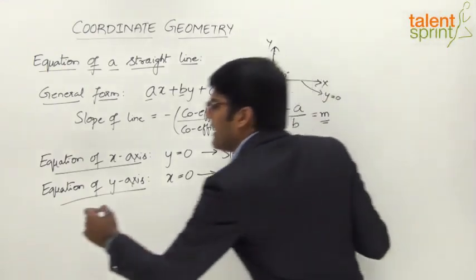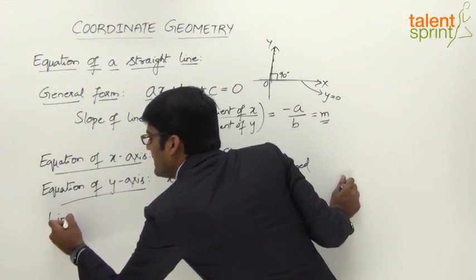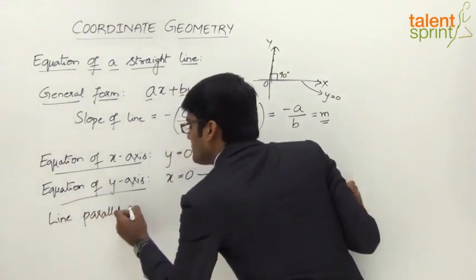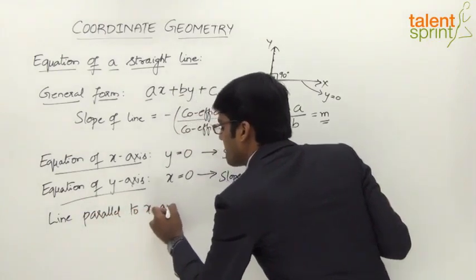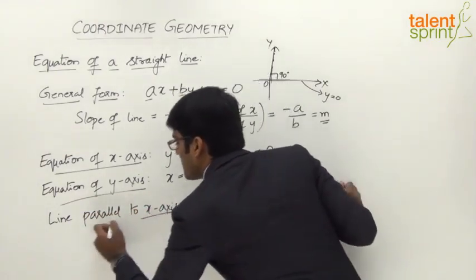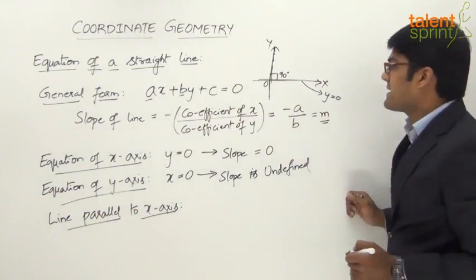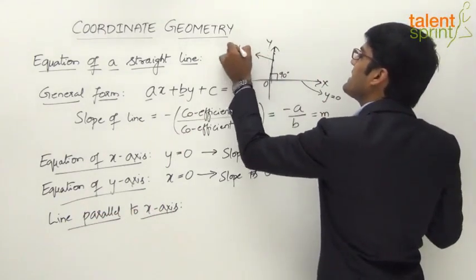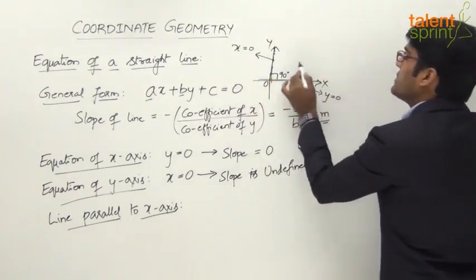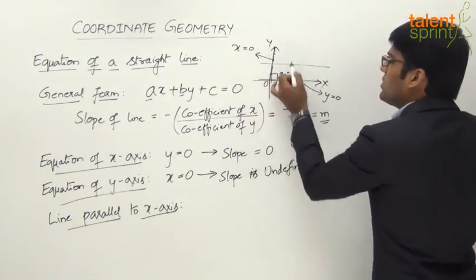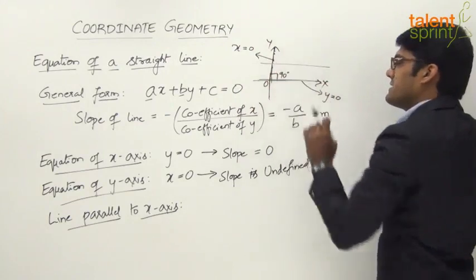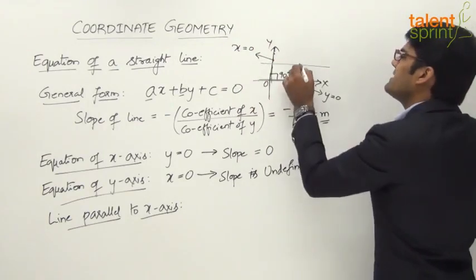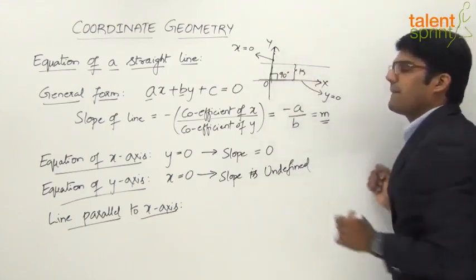Let's say a line parallel to the x-axis. What will be the equation of a straight line which is parallel to the x-axis? We have seen the equation of the x-axis is y equal to 0, and the equation of the y-axis is x equal to 0. Now let's look at a line which is parallel to the x-axis. These two lines will never meet each other. There is a constant distance between these two lines. Let us assume that distance is k.